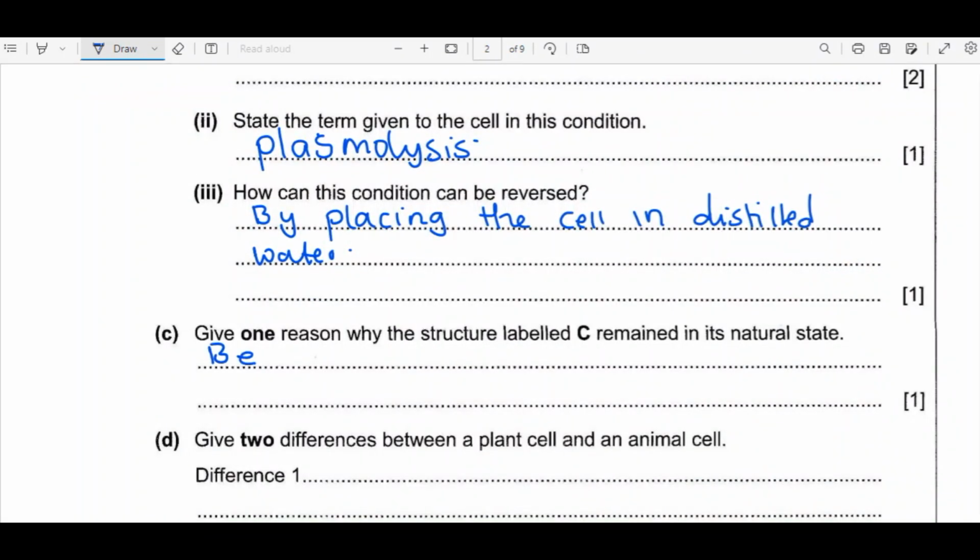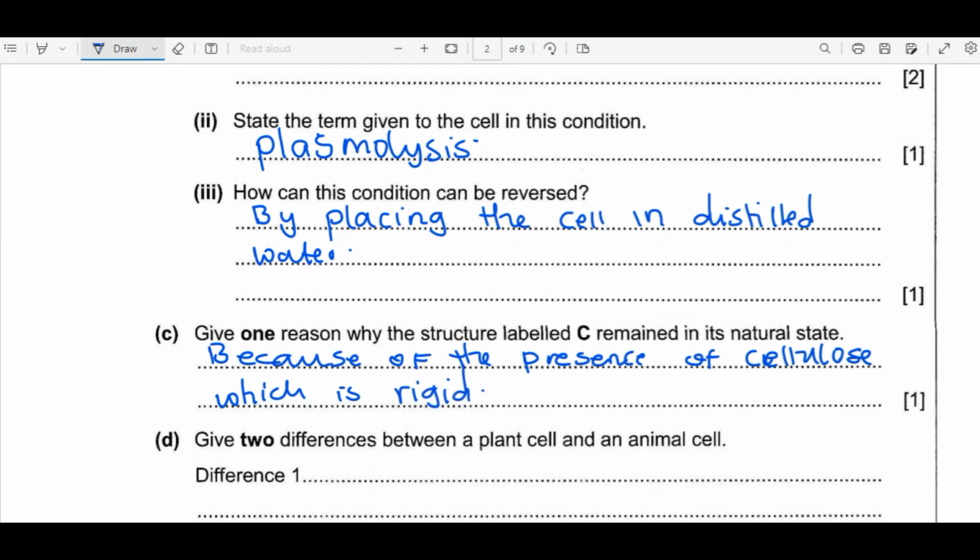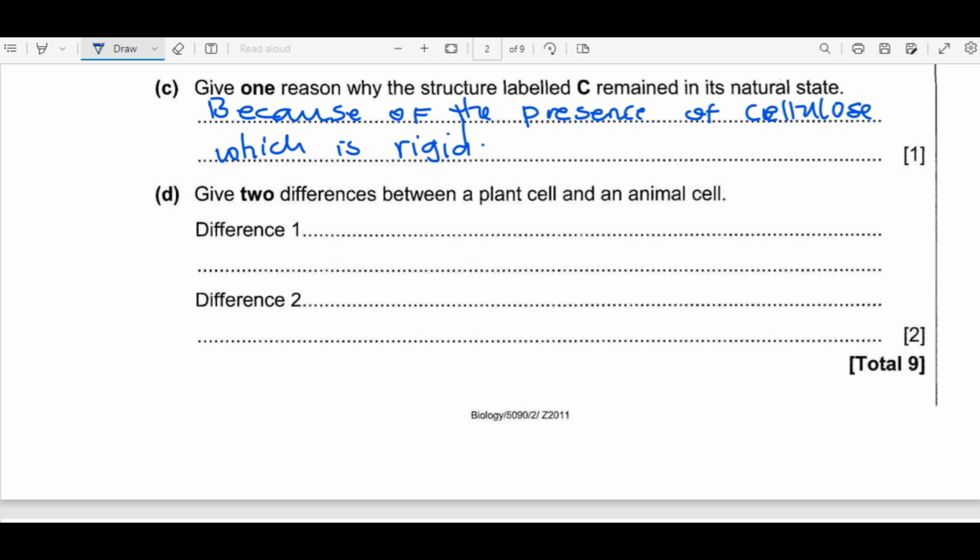So because of the presence of cellulose, which is rigid. Then we move on to question D. Give two differences between a plant cell and an animal cell.